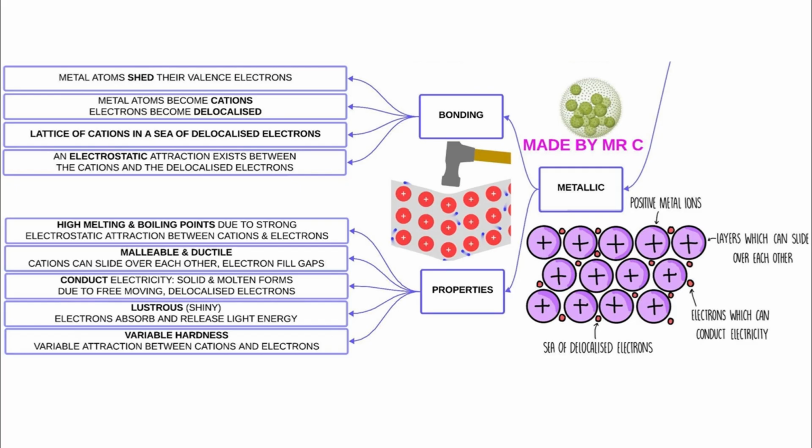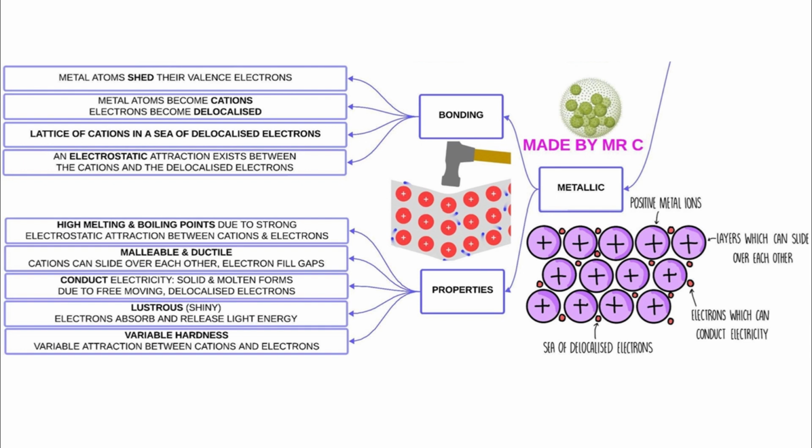Next, we're going to move on to metallic bonding. In metallic bonding, the metal atoms shed their valence electrons. The metal atoms become cations and the electrons become delocalized, which means not attached to any one particular cation. In fact, we say that a metallic bond is a lattice of cations in a sea of delocalized electrons. There is also an electrostatic attraction that exists between cations and the delocalized electrons.